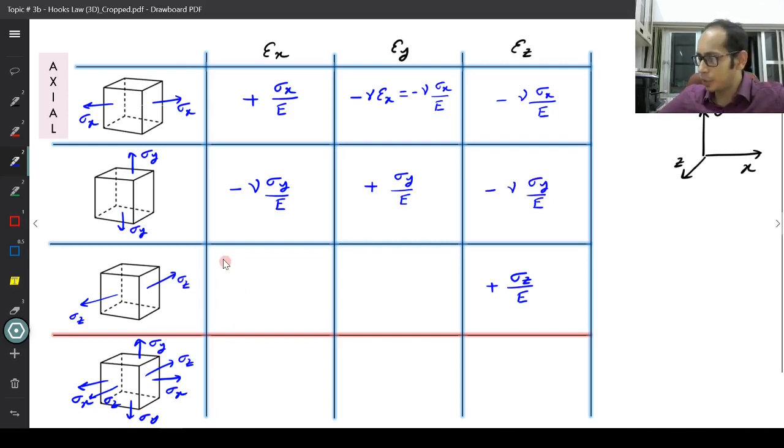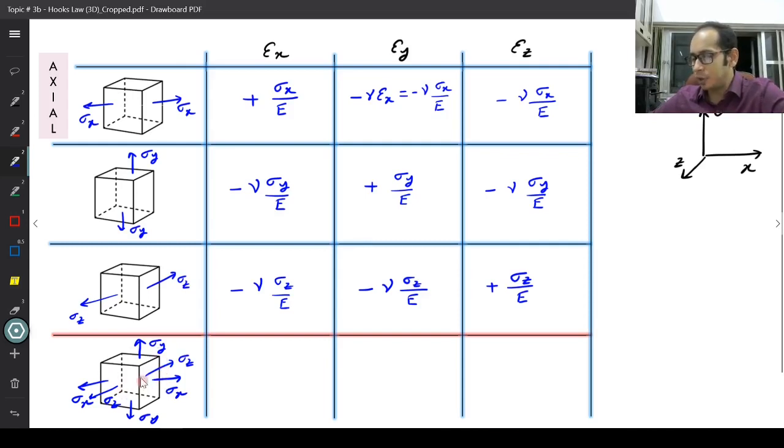Let's come to the last one over here. For the last one, meaning where the stress is sigma z, this is going to be negative of nu sigma z divided by E, and this one over here is also going to be negative of nu sigma z divided by E, right? So for these individual cubes, we have derived what the strains along the three different directions are going to be.